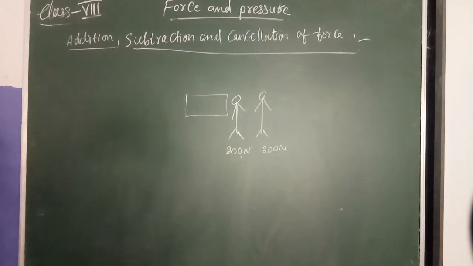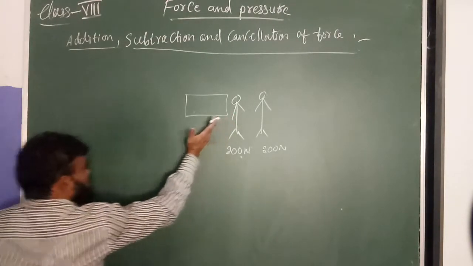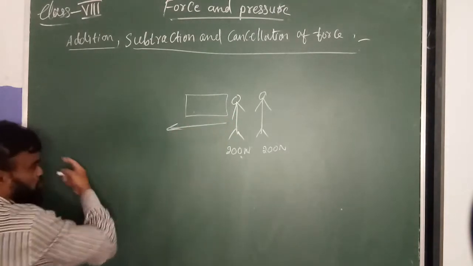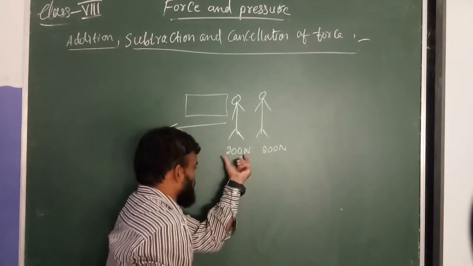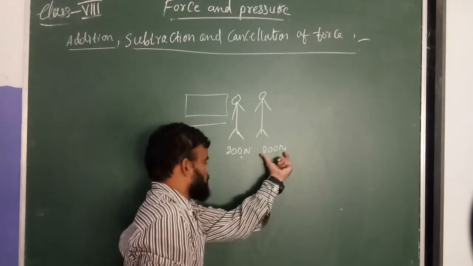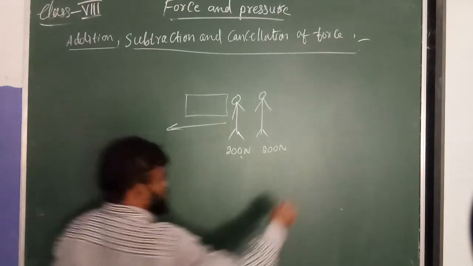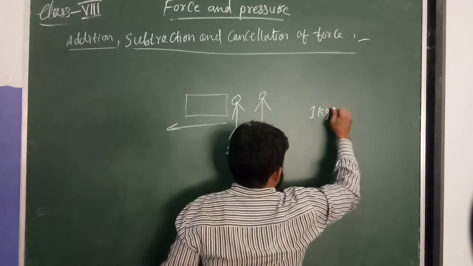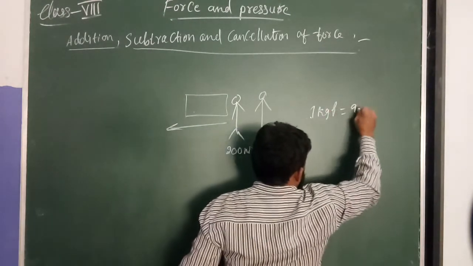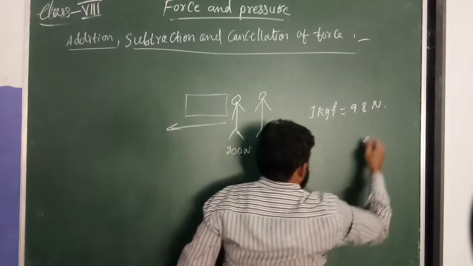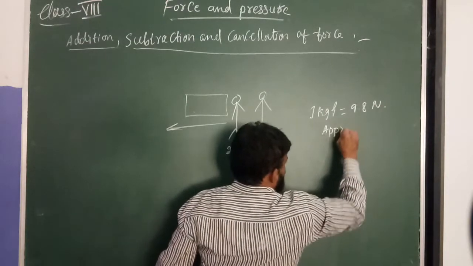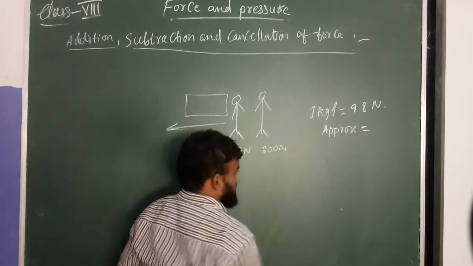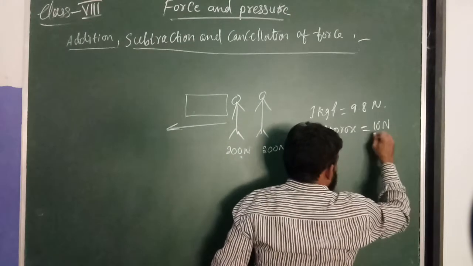So, as we apply the force, the object will move in that direction. Why? Because we are applying 200 Newton force here and again 200 Newton force here. 1 kilo force is equal to how much? 1 kilo force is equal to 9.8 Newton. Approximately how much do we take? Already we know, 10 Newton.